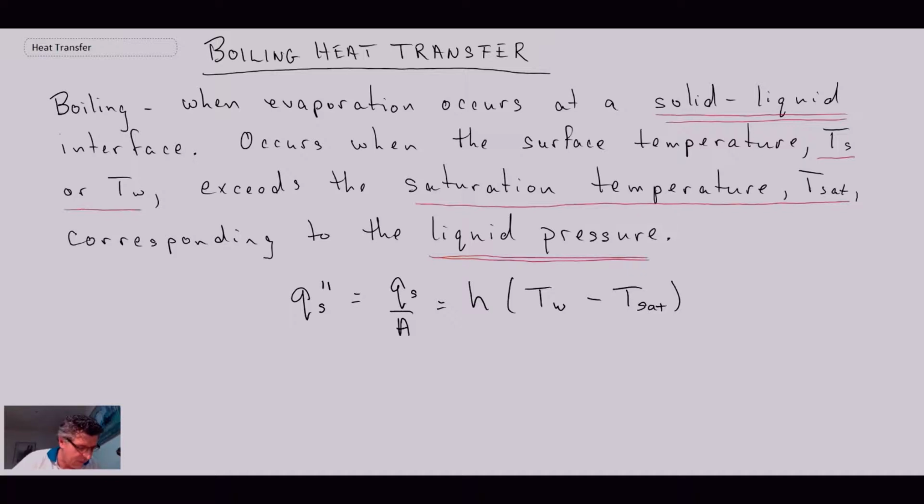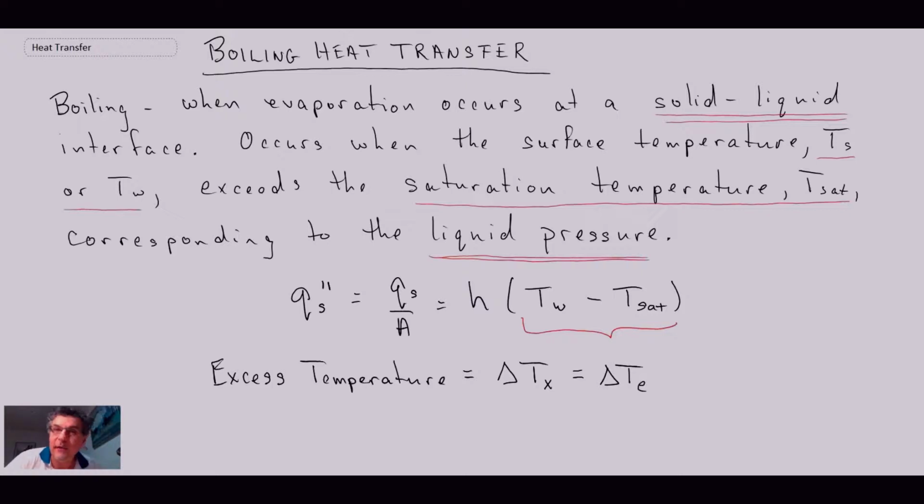And given that we see this so many times, we give this a name. So we label this T_W minus T_sat as being the excess temperature. So if you're looking at plots in a book on boiling heat transfer, sometimes you'll see delta T_x, sometimes you'll see delta T_e, e denoting excess, and what that is showing is T wall minus T sat, or that could be T surface minus T sat, depending upon the book that you're using.